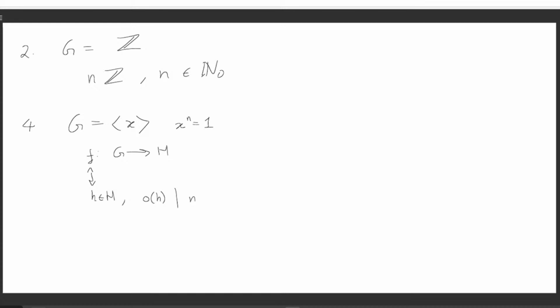To think of what homomorphisms from a cyclic group look like, you can take it as Zn if you want. So what are the elements of Zn?